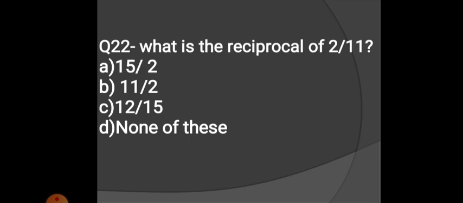The next question is question number 22. What is the reciprocal of 2 upon 11? Options are A 15 upon 2, B 11 upon 2, C 12 upon 15, D none of these. The reciprocal is also known as multiplicative inverse. So now let's check what is the answer of this question. Answer is B 11 upon 2.